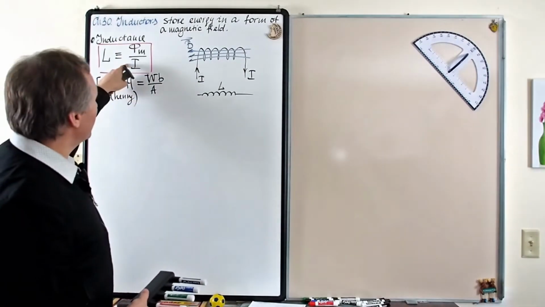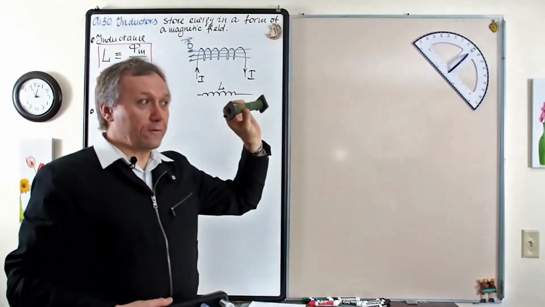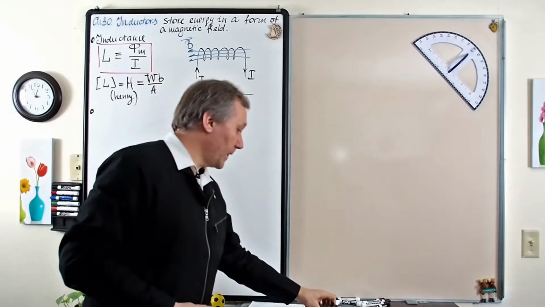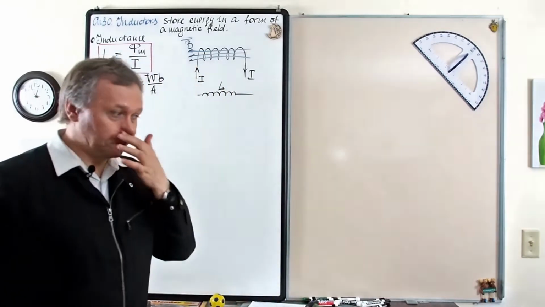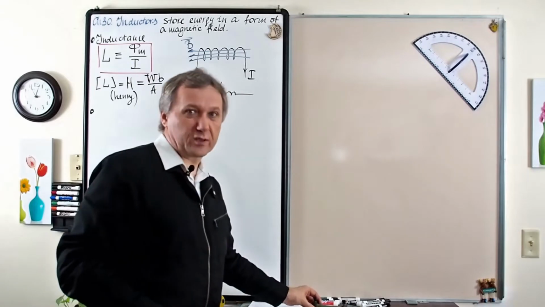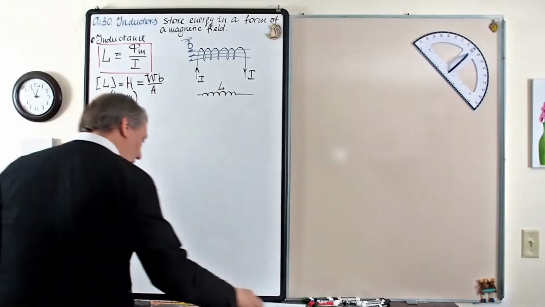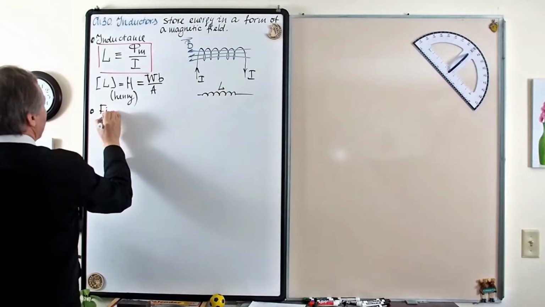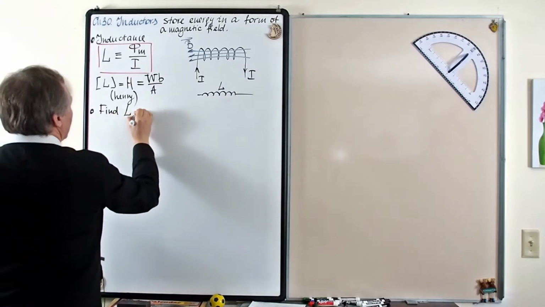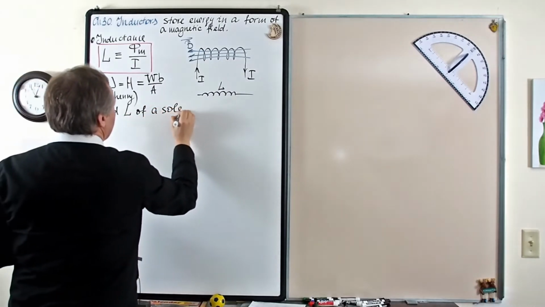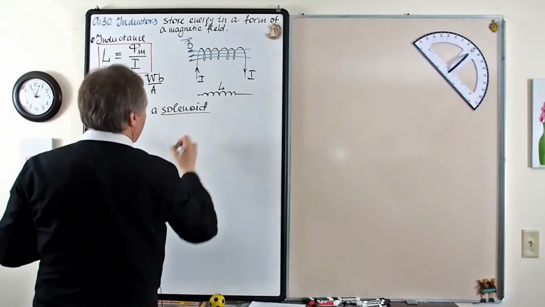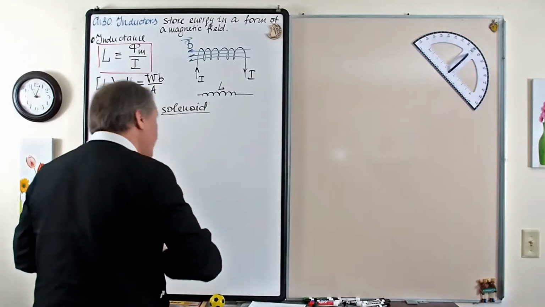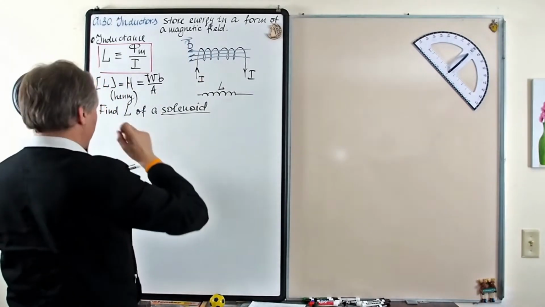So let's apply this formula to find the expression for the inductance of a solenoid, of a coil like this, right? When we know the geometry, we know the number of loops and so on. So let's apply this formula to find L of a solenoid. So let's find inductance of a solenoid. Okay, so now, you know what, probably I will just recycle this picture. Use this picture one more time.